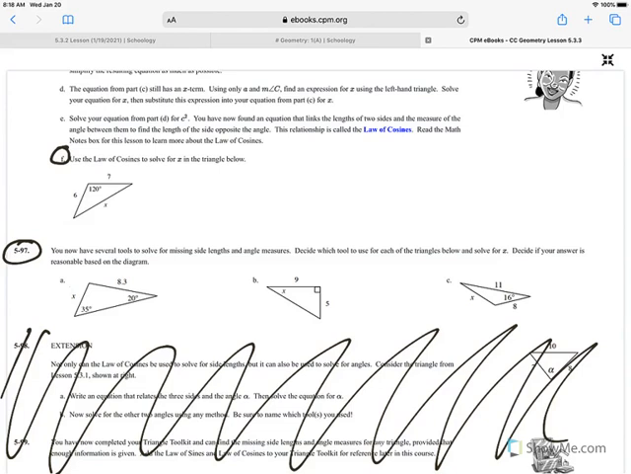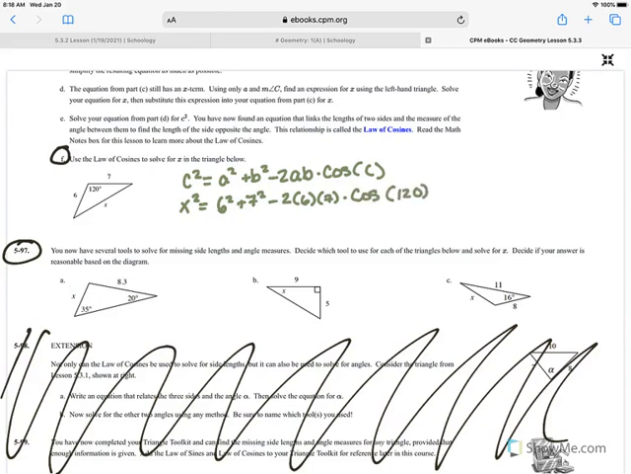Okay, so you should have noticed that this is side angle side, so it should work out pretty nicely. Your equation is c squared equals a squared plus b squared minus 2ab times the cosine of c. So you should have said that x squared equals 6 squared plus 7 squared minus 2 times 6 times 7 times the cosine of your angle, which is 120 degrees.